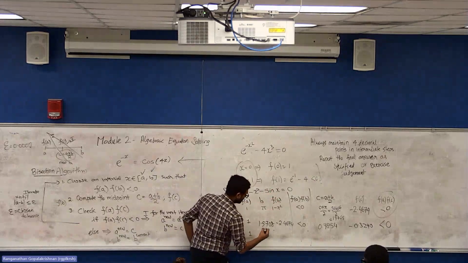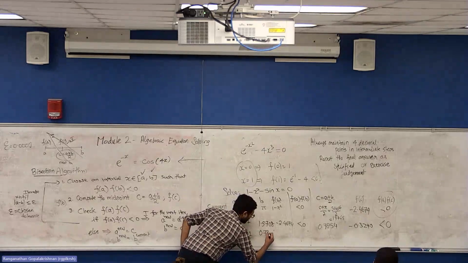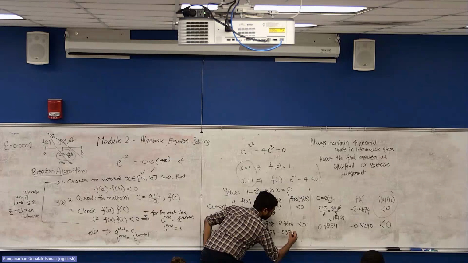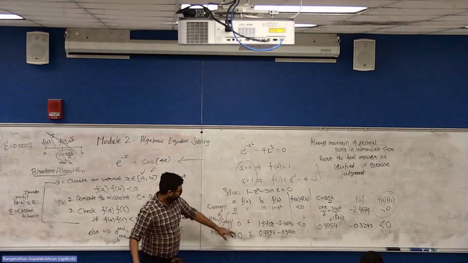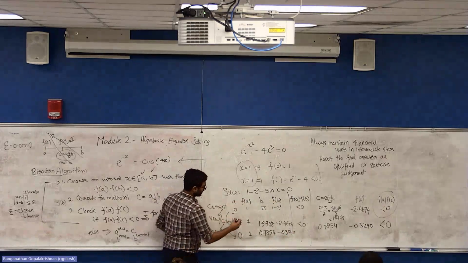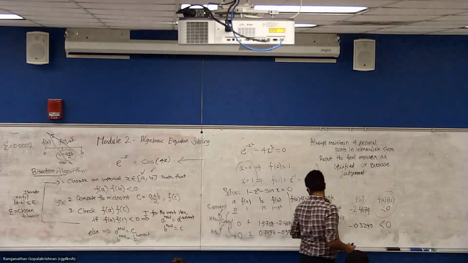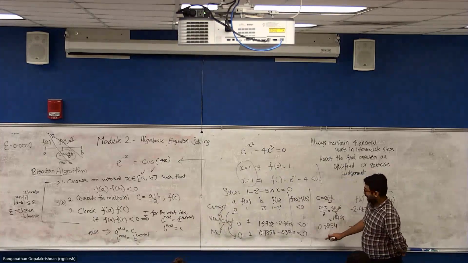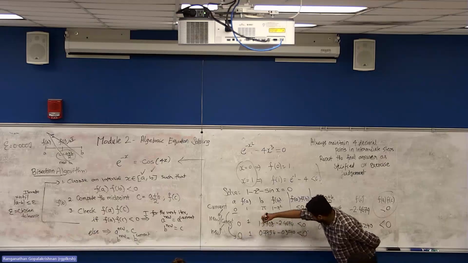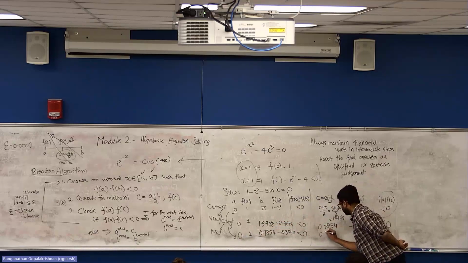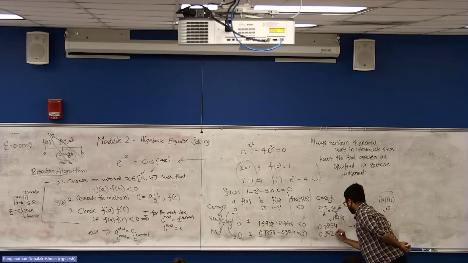So this will be 0.7854 and then minus 0.3240. Again, a good sanity check is to check whether f of a and f of b are negative, which they are, and the average of 0 and 0.7854 is 0.3927.